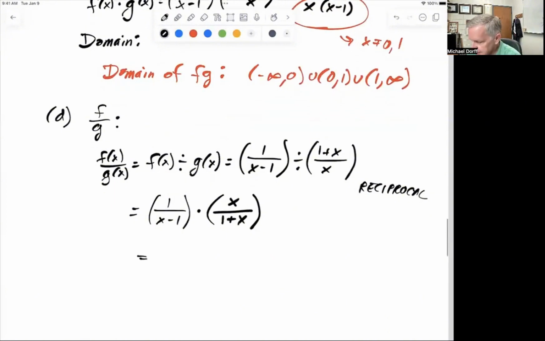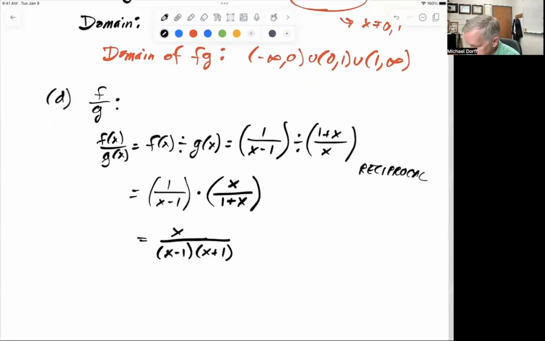So I'm going to multiply these two together now. When I do that, just like we did in the previous part C, I multiply the tops together, and we multiply the bottoms together. And if I wanted to, I can rewrite this as x over x minus 1, and then switch the second term to be x plus 1 instead of 1 plus x. It's exactly the same. That's my answer.